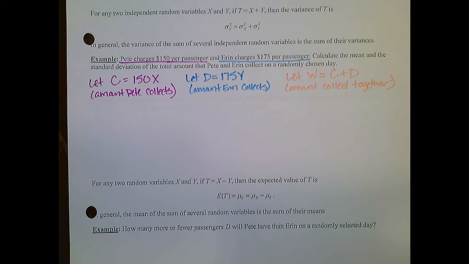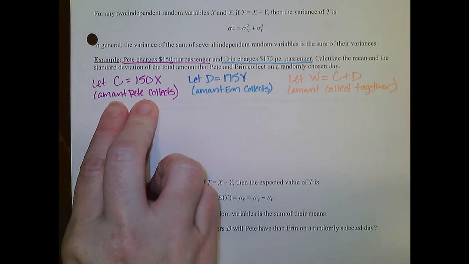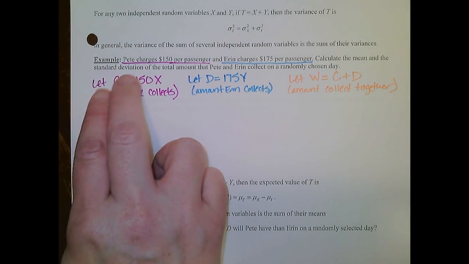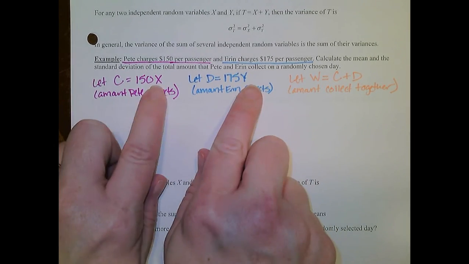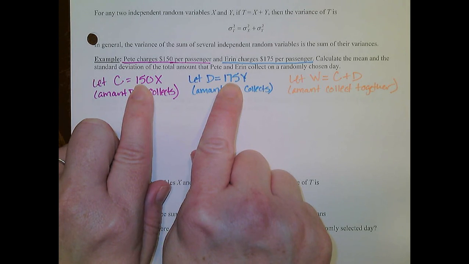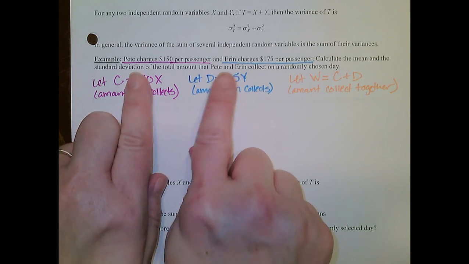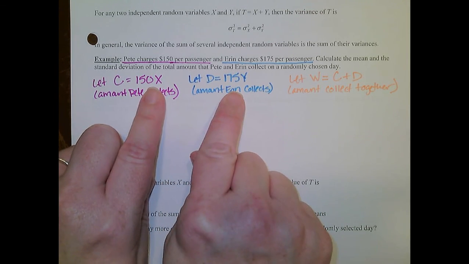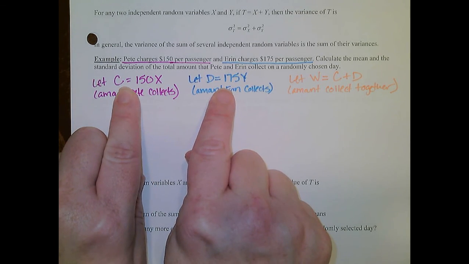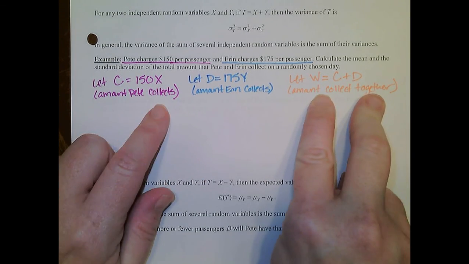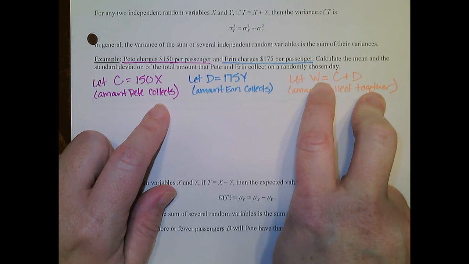So what I'd like to do is stop there and let you try this problem. If you go back to your notes, we discussed how you can calculate the mean and the standard deviation when we take a random variable and multiply it by a constant. So if you need to, you can look back in your notes and review how to find that. Then once you have the mean and the standard deviation for C and D, you can use the rules that we've added today to calculate the mean and the standard deviation of W.